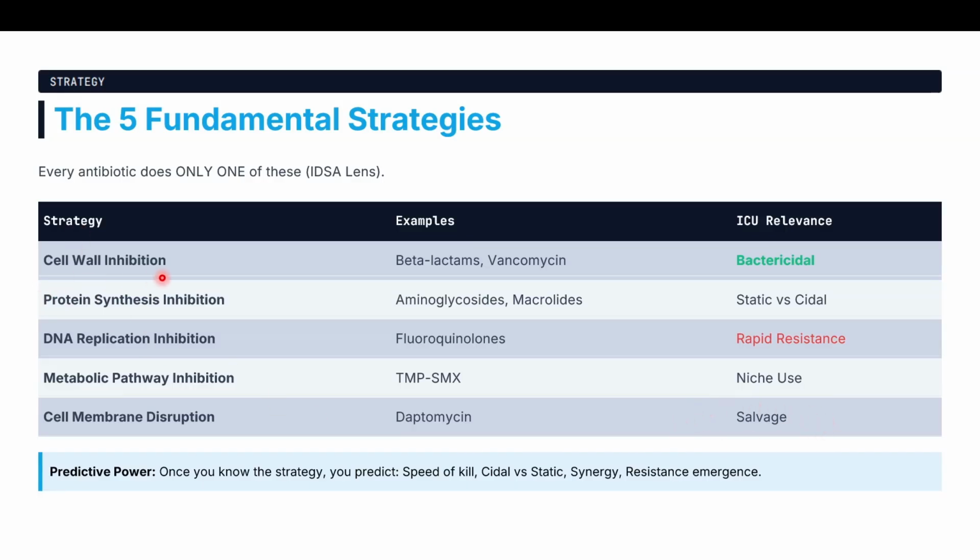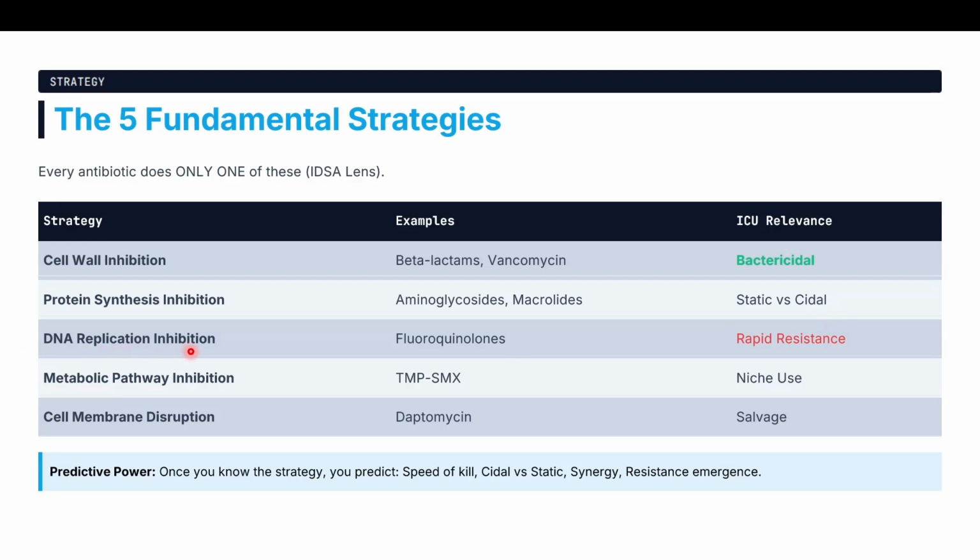Cell wall inhibition is the most common mechanism by which we use an antibiotic. It is bactericidal and the most preferred antibiotic of choice in case of sepsis because it is bactericidal. It is the beta-lactams and vancomycin. Protein synthesis inhibitors are aminoglycosides and macrolides, based on the 30S and 50S subunit inhibition. They can be either static or cidal based on the dose, duration, the type of organism being targeted, and the site of its action.